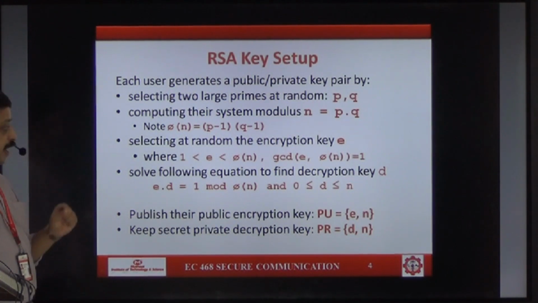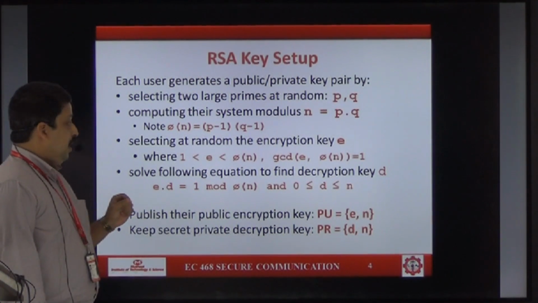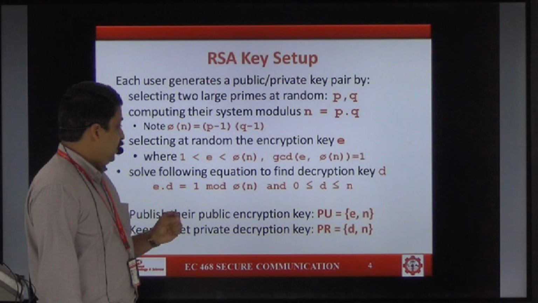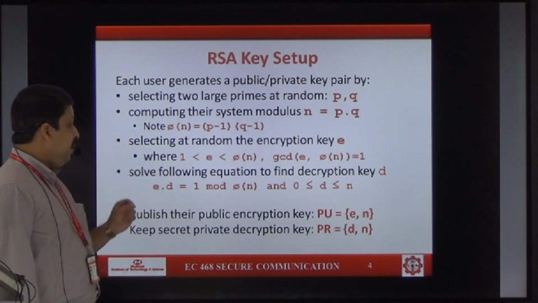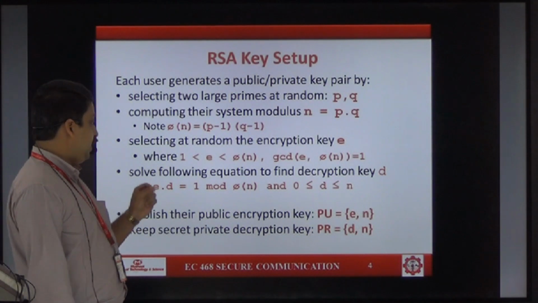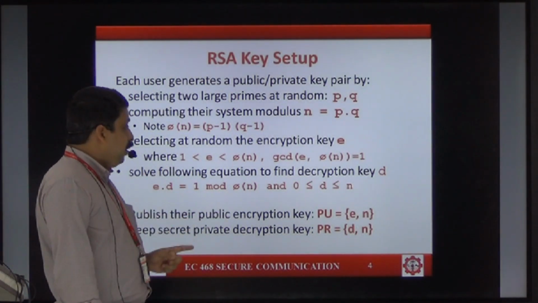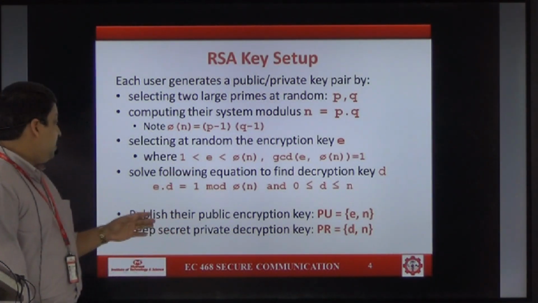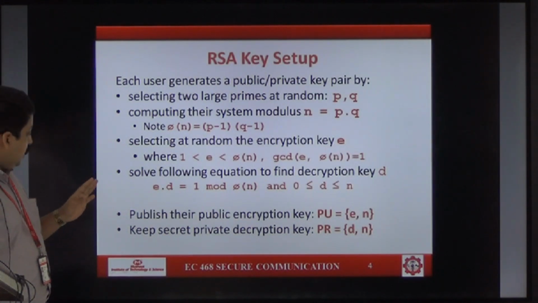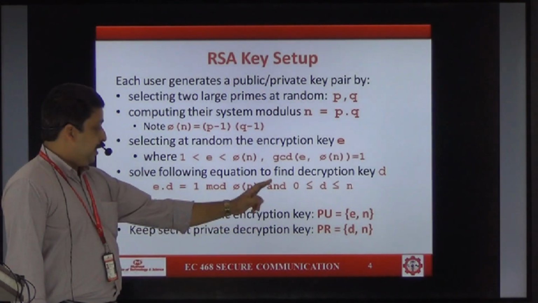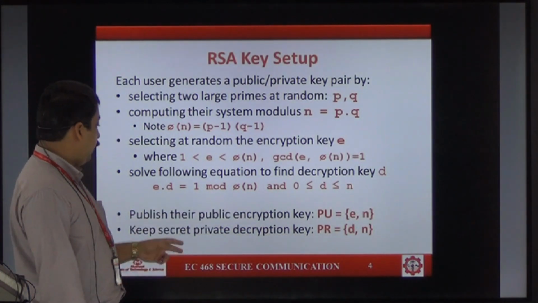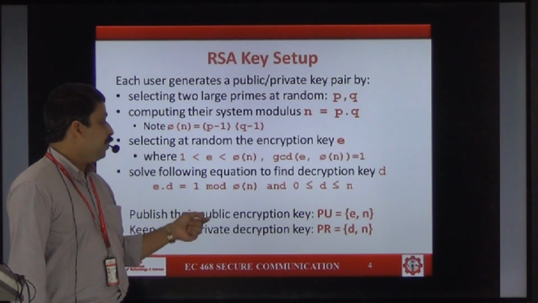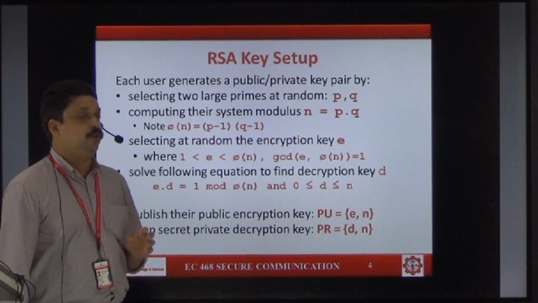Now we need to find D, and for that we have a relation, that is E into D is equal to 1 mod phi of N, that is, E into D is equal to 1 when you take the modulus phi of N, and the D value should also be less than N. That is the condition to be satisfied. When all these conditions are satisfied, we will have the public encryption key as (E, N), where PU stands for public key and PR stands for private key, and the private key is D. So basically the public key is E and the private key is D, and you will have N, the modulus.